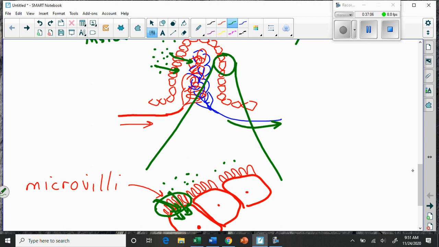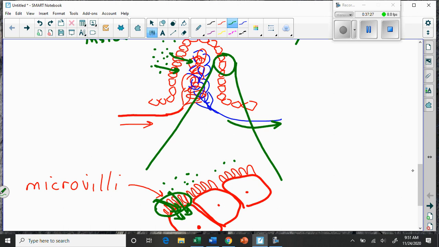The villi themselves are on the wall of the intestine, and they are formed by the cells that make that wall. But each one of those cells has its own membrane extensions called microvilli. So the surface area inside your intestines is immense.